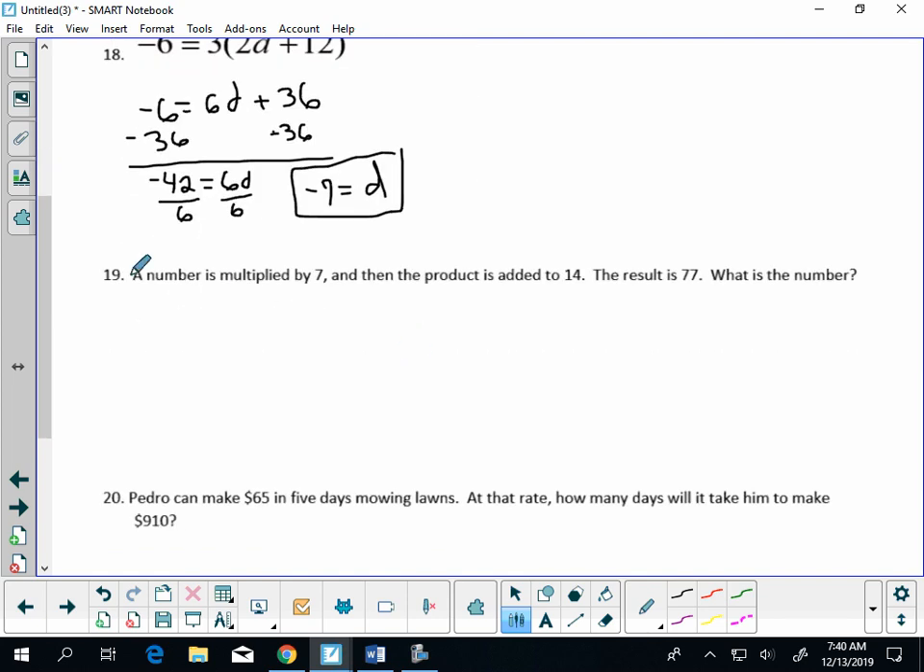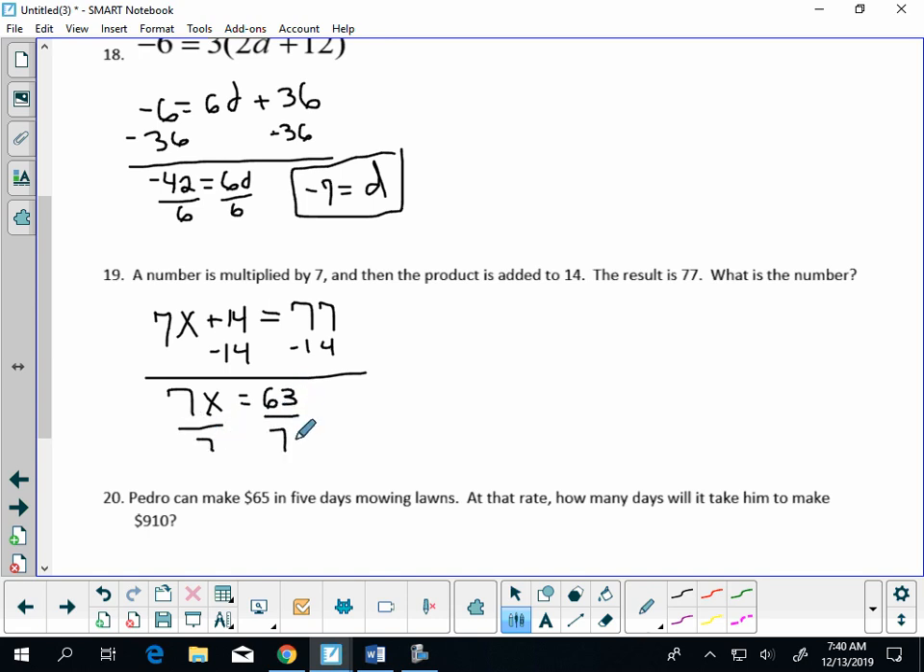On 19, a number is multiplied by 7. We don't know that number. I'm going to call it x. So a number is multiplied by 7. That's where the 7x comes from. And that's a product. That product is added to 14. And the result, that's an equal sign, is 77. So subtract 14. You get 7x equals 63. Divide by 7. X is 9.